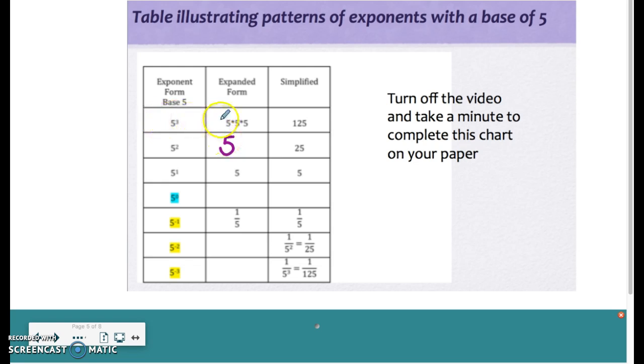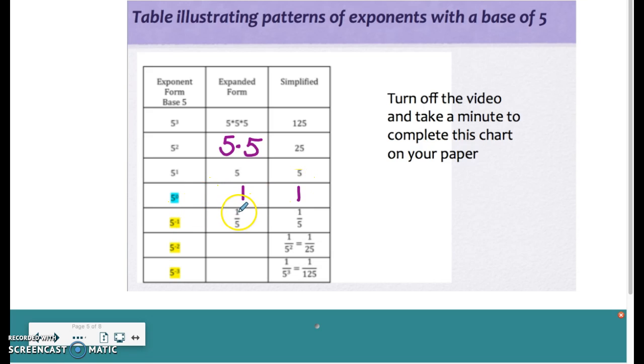So we have 5 cubed is 5 times 5 times 5, and you guys all know that's 125, thanks to looking for Pythagoras. 5 squared is 5 times 5, 25. 5 to the first is 5. 5 to the 0 is 1.